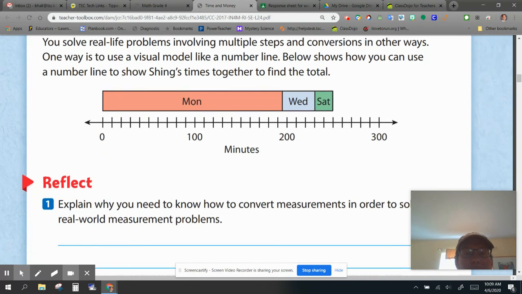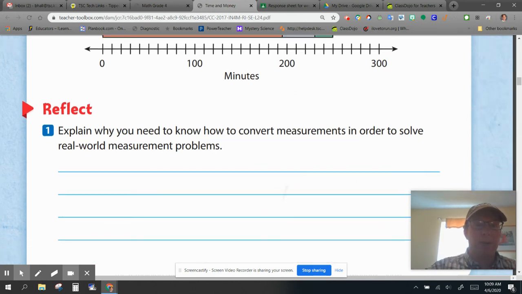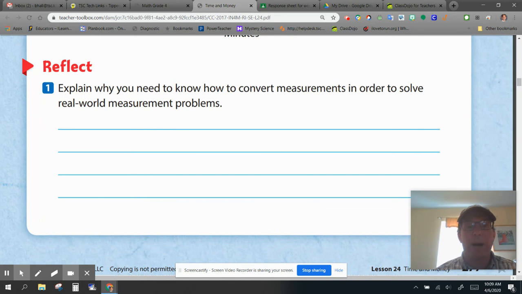This is just kind of showing you different ways that you could solve it. You saw how I solved it. It might make more sense to do it a different way for you. That's totally up to you guys. Alright, so go ahead and do the reflection. Explain why you need to know how to convert the measurements in order to solve real-world measurement problems. Go ahead and write down your answer. Go ahead and pause it, write it down, then unpause it, and you'll hear how I would answer that one.